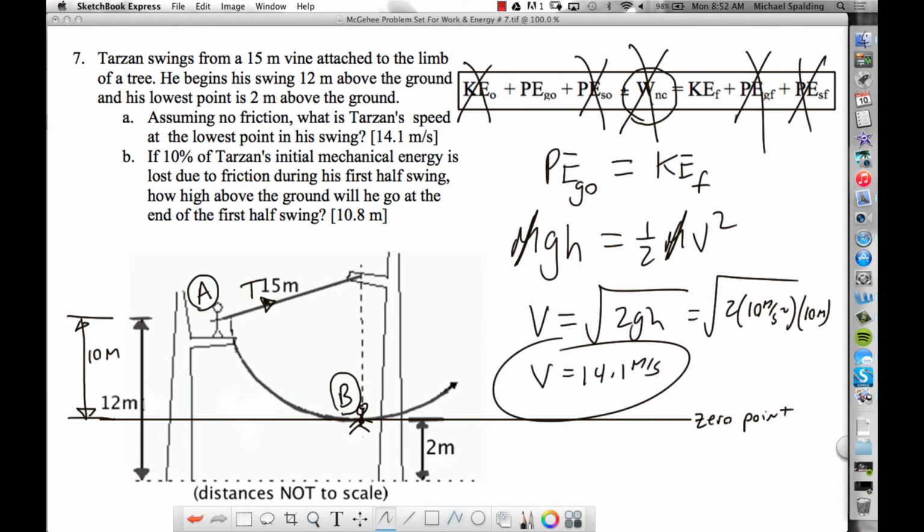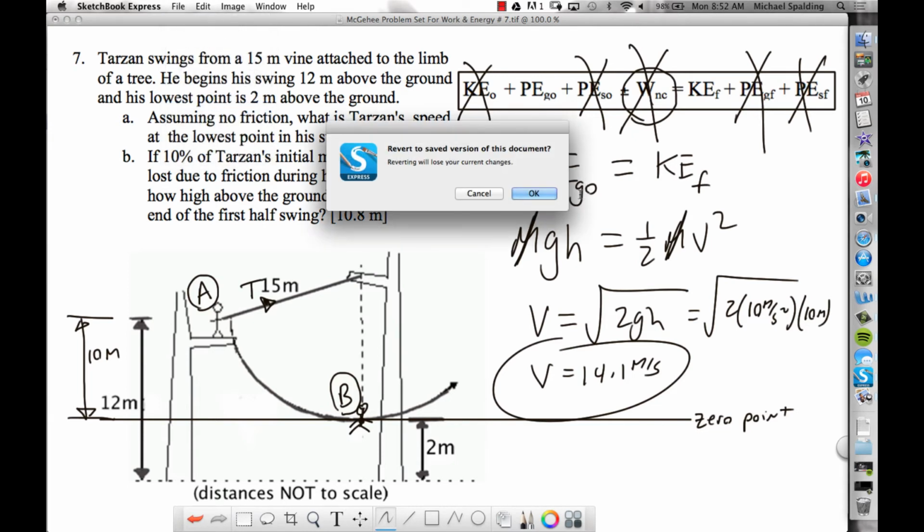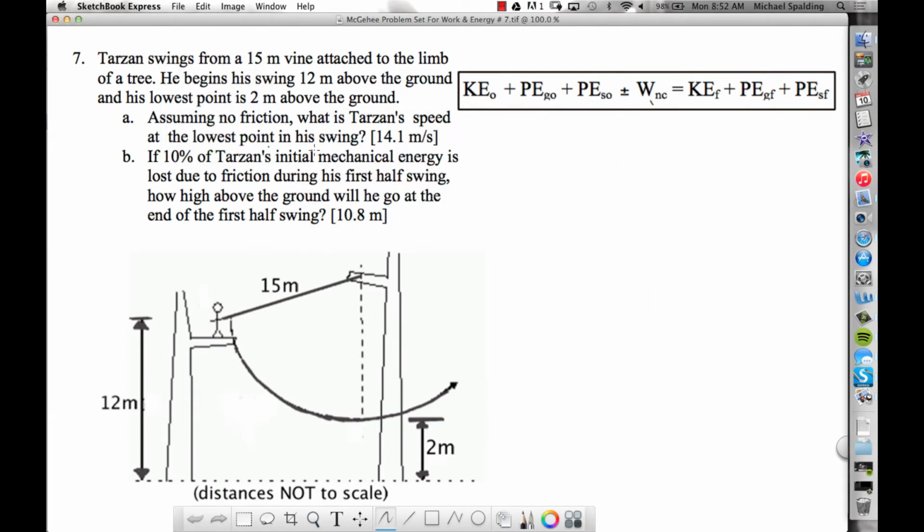That's part A. Now, any questions on that? Part B. Okay, if 10% of Tarzan's initial mechanical energy is lost. Now, dudes, for this problem, I'm going to put the 0 point back down here, and I'm going to tell you why. I'm putting the 0 point back down here because it says right here, how high above the ground. They want it above the ground. So let's just put the 0 point back down here.